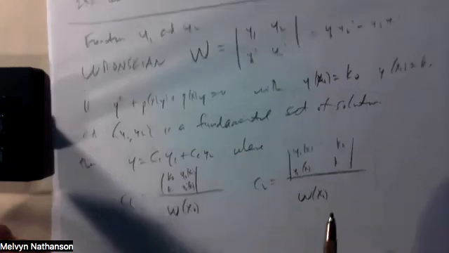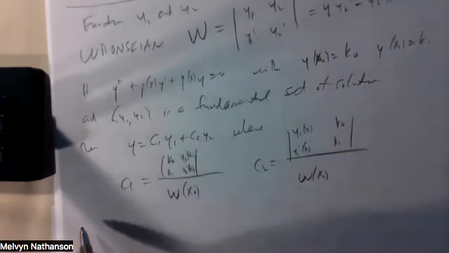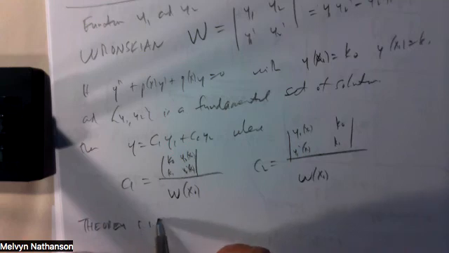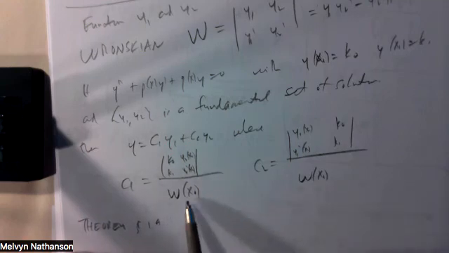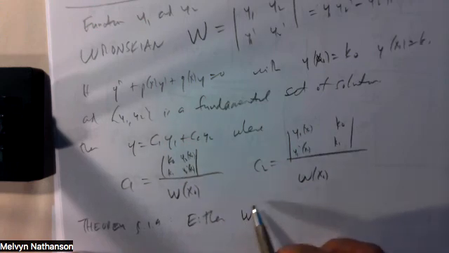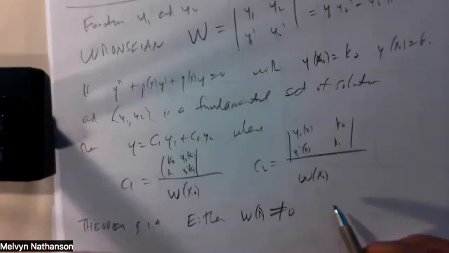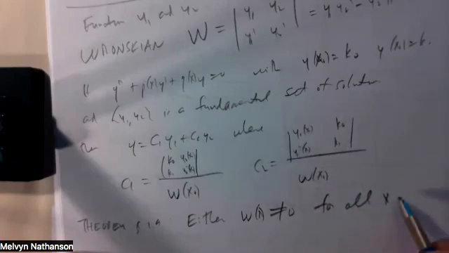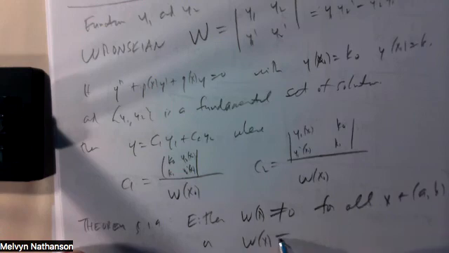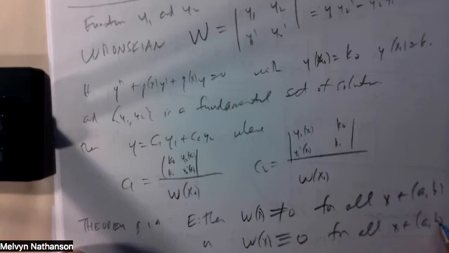And the fourth theorem in this section, theorem 5.1.4, says if you look at this Wronskian, either W of x is different from 0 for all x in the interval from a to b, or W of x is identically 0 for all x in the interval from a to b.